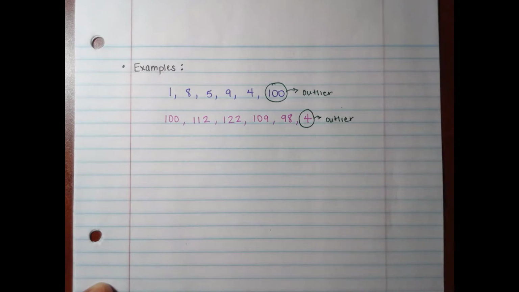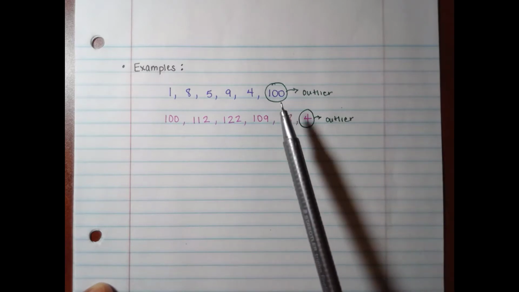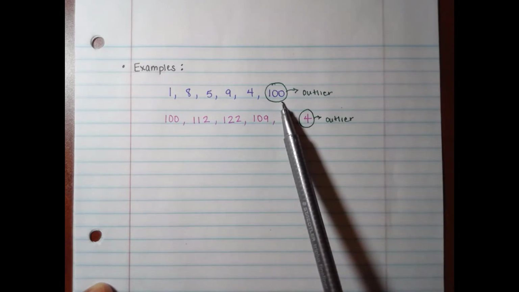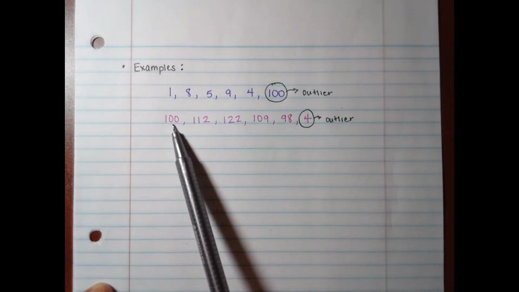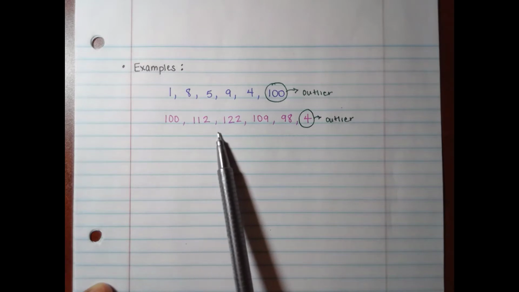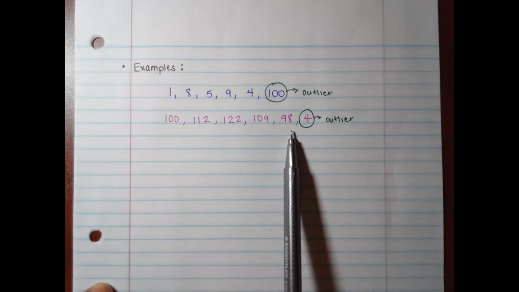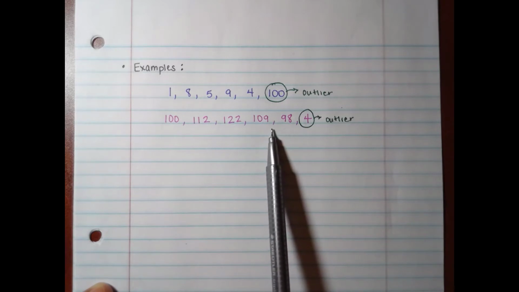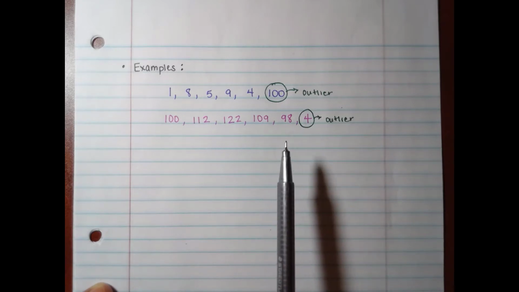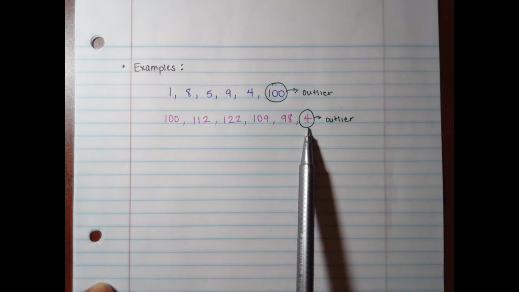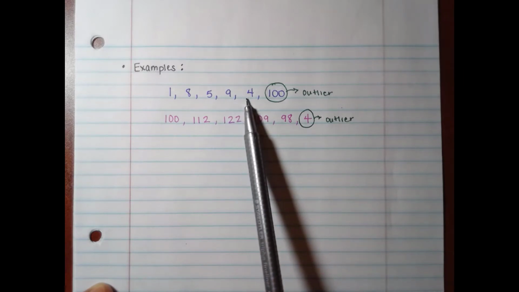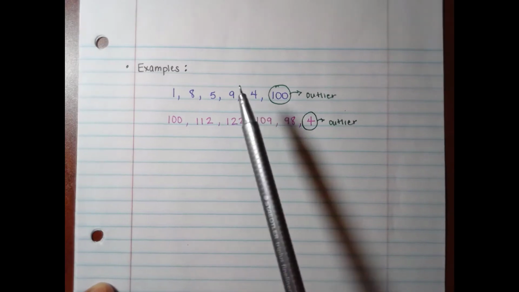But take a closer look. Up here, 100 is an outlier, but down here, 100 is not the outlier. So you really have to pay attention to all the numbers in the list because it's only an outlier if it doesn't fit in. Just the same way here, 4 is the outlier down here. But in the first data set, it's not an outlier. So we really have to make sure we pay attention.